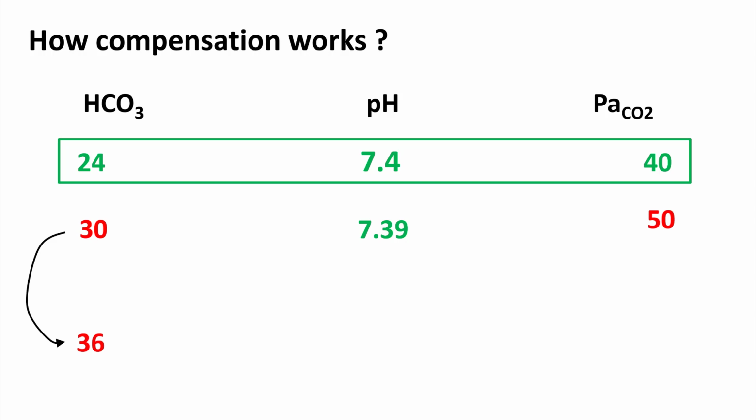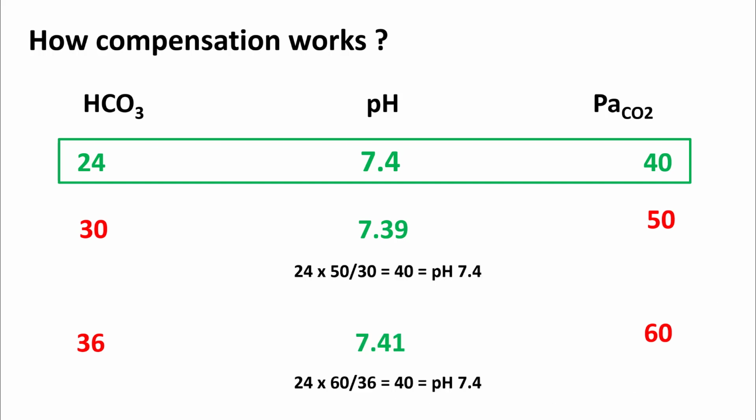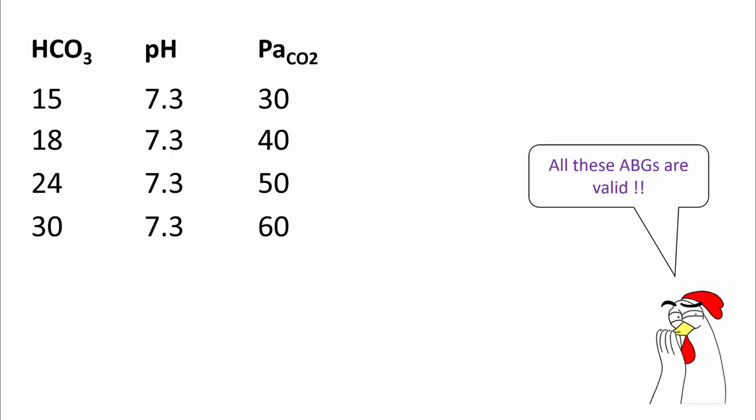Say for example you start giving him Lasix and his bicarb increases to 36. His pH will increase to 7.5 and he will start breathing slowly and retain a little bit more CO2, to 60, and that will drop his pH to near 7.4 and he will attain this new baseline ABG of pH around 7.4 with PaCO2 of 60 and bicarb of 36.